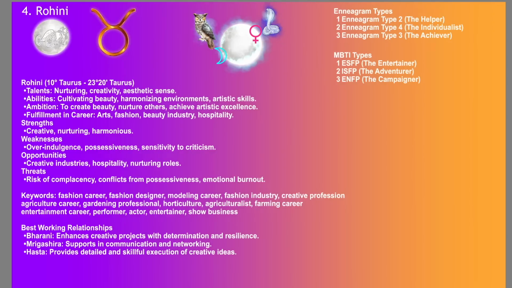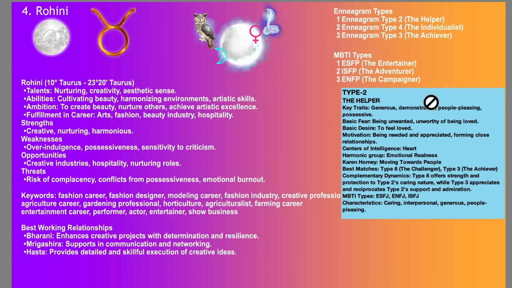Enneagram type 2. What does Enneagram type 2 give us here? Type 2 is the helper, generous, demonstrative, could be people pleasing and possessive. Basic fear, being unwanted, unworthy of being loved. Lack of self-worth, essentially. Basic desire is to feel loved. Motivation, being needed, appreciated, forming close relationships. It's moving towards people, like you see a harmonic group. So it'll be better in hospitality and nurturing roles. It'll be better in agriculture, gardening, horticulture, farming.